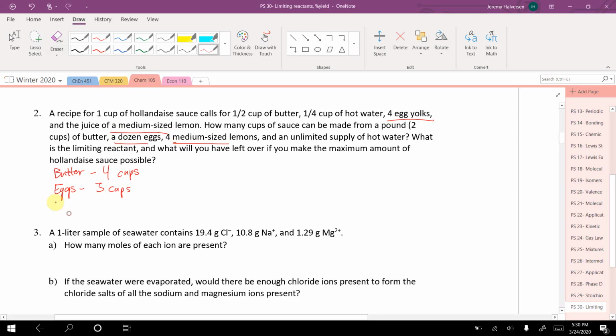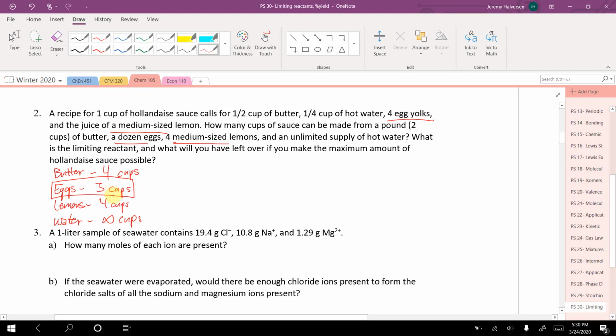So my lemons could make 4 cups. I have an unlimited supply of hot water, so my water could make as many cups as I want. Okay, what's the limiting reactant? What is limiting the amount of stuff I can make? It's the eggs, because the eggs can make the least.